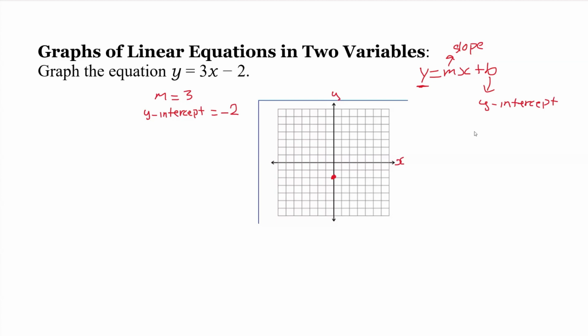So you can start at -2 and follow the slope. The slope is rise over run, right? Slope is always rise over run. Which means in this case, I will rise 3 and run 1. So I go up 3 from this point, 1, 2, 3, and over 1 brings me to this point.